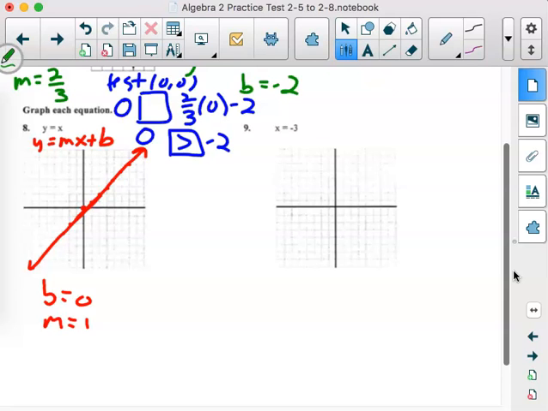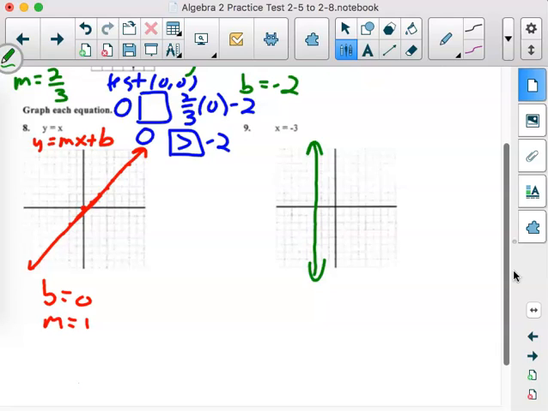Number 9. Oh, that looks like a trick question. x equals negative 3. Well, we'd have to karate chop the x-axis. What kind of line does that make this? Remember the fancy name? It's a fancy name for the lines that go this way. Vertical. 1, 2, 3. There it is.